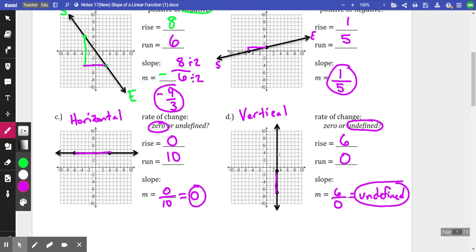This one right here, this is the only one of our graphs that is not a function. All the other ones would pass the vertical line test, but a vertical line itself would fail the vertical line test, making this the only type of linear graph that is not a function.